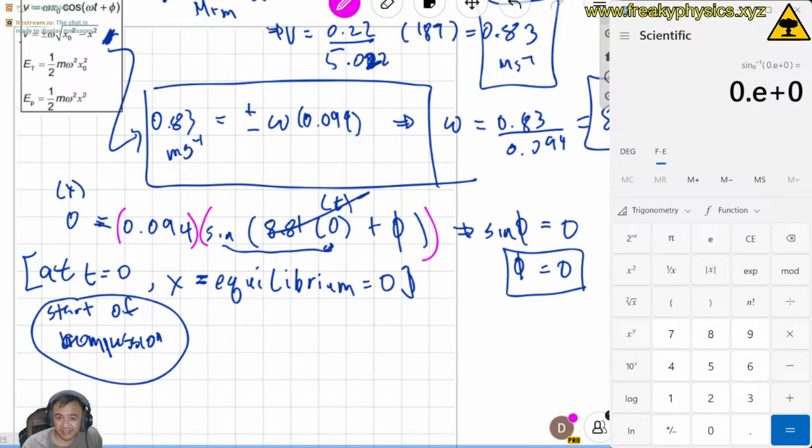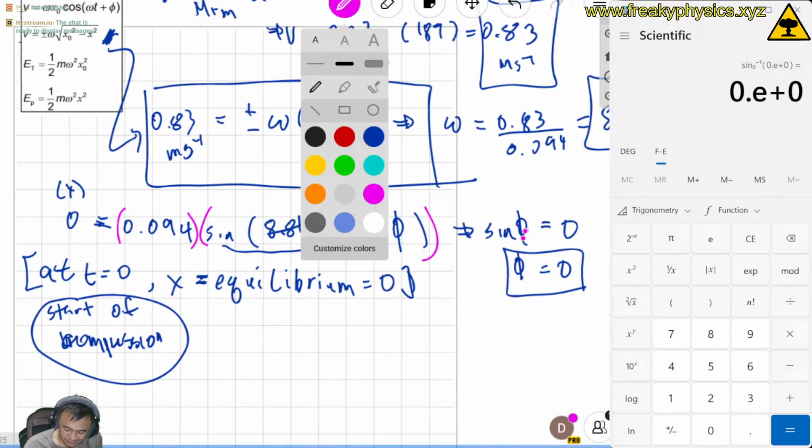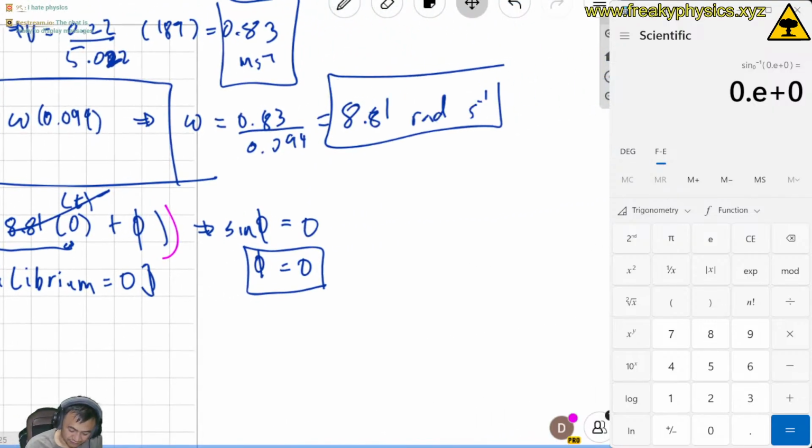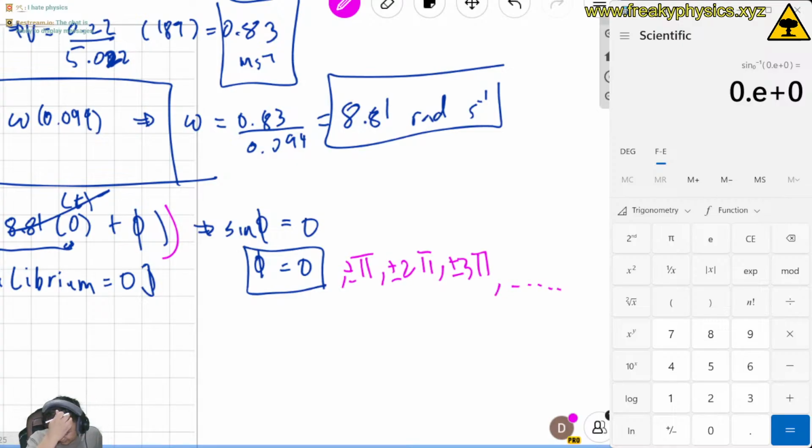Okay. Anything else you'd like to ask? It's clear. All right. There's one more possibility. Remember, if we're doing physics, this is good enough. But in math, I just want to go there. If this was done in math, this could be pi, 2 pi, 3 pi, then positive or negative, and so on. But in physics, 0 is good enough. We're good there.